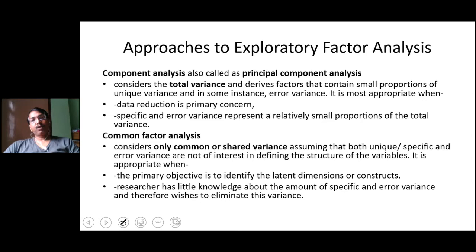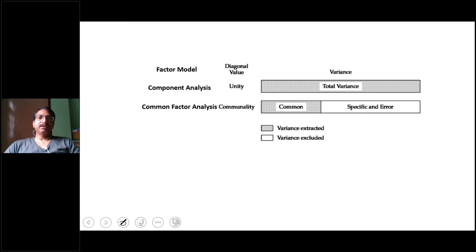Okay, so this is the diagrammatic representation. You can see this is the factor model. In component analysis, we focus mainly on the total variance, and in common factor analysis, we generally focus on common variance. If we want to extract the factors in such a way that the factors share a maximum common variance, then we use common factor analysis. Otherwise, we can go for principal component analysis when our objective is to find more variance which is shared by the variables among the others. So we focus more on total variance here.